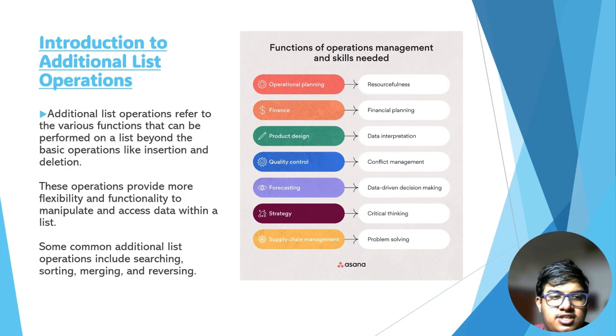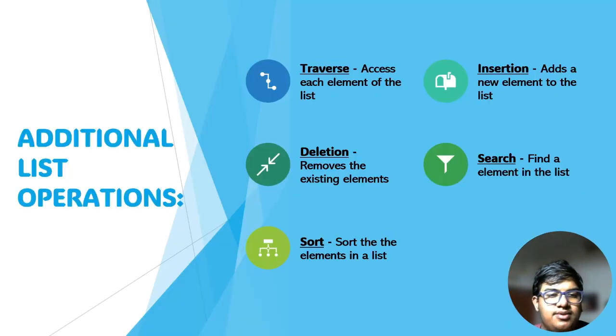So the additional list operations have made the programming concept very easy since they help a programmer to mold the list according to their wish. So let's move on. So the different operations being traverse, where we can access each and every element of the list at least once. Insertion, where it adds a new element to the list. Deletion, where it removes an existing element. Search, where you find an element in the list. Or sort, where you sort the elements according to ascending or descending order.